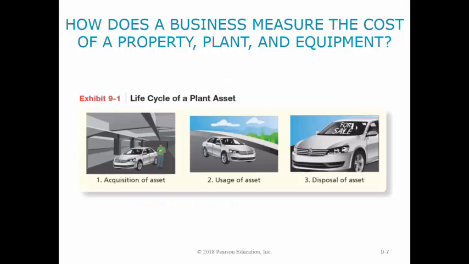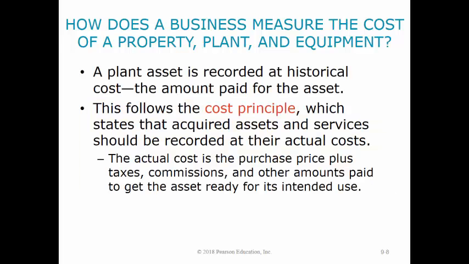Exhibit 9.1 summarizes the life cycle of a plant asset in a business. The business begins by acquiring the asset and recording the asset on its books. This involves determining the asset cost that is reported on the balance sheet. As the business uses the asset, it must record depreciation expense. In addition, the business also incurs additional expenses such as repairs and maintenance related to the asset. Finally, when the asset has reached the end of its useful life, the business disposes of the asset. Each of these stages in the life of a plant asset must be recorded on the business's books.